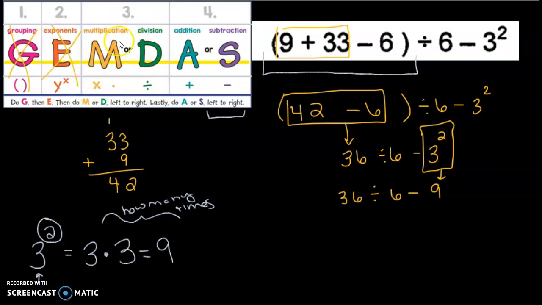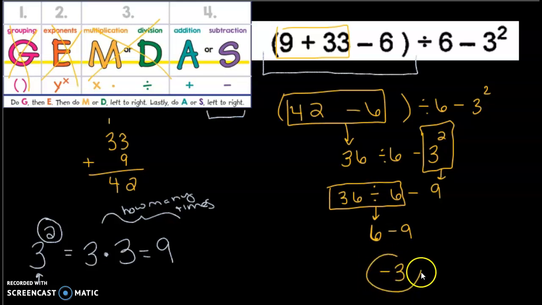Now step 3, multiplication or division. All right, so let's go ahead and take a look at this. I'm going to scan it. The first one I happen to see is a division, which is 36 divided by 6, which is 6. And then I'm just going to bring down this minus 9. We can cross that one out. And the very last one is addition or subtraction. 6 minus 9 is negative 3.